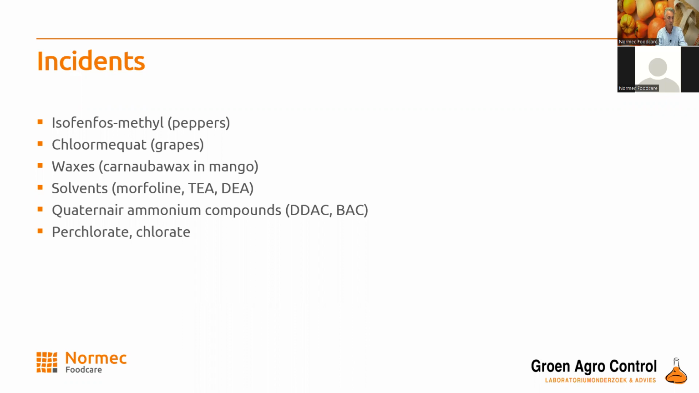Also, waxes are used on the outside of the product. It can be mango or also avocado. For example, carnauba wax was forbidden and couldn't be used, and when it was found on the outside of the product, then the producer has a problem.